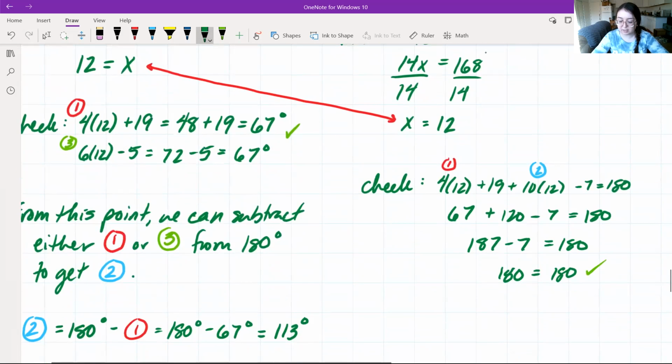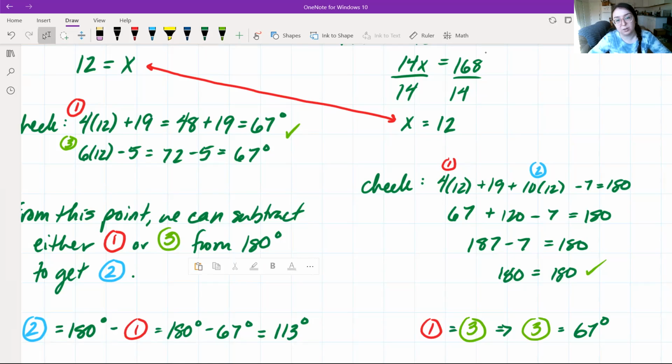And then if we picked this method, the only thing we have to do in this case is just see what our angle 1 was equal to. Since we know that angle 1 is equal to angle 3, this tells us that angle 3 was equal to 67 degrees, because we would have calculated our angle 1 in this case.